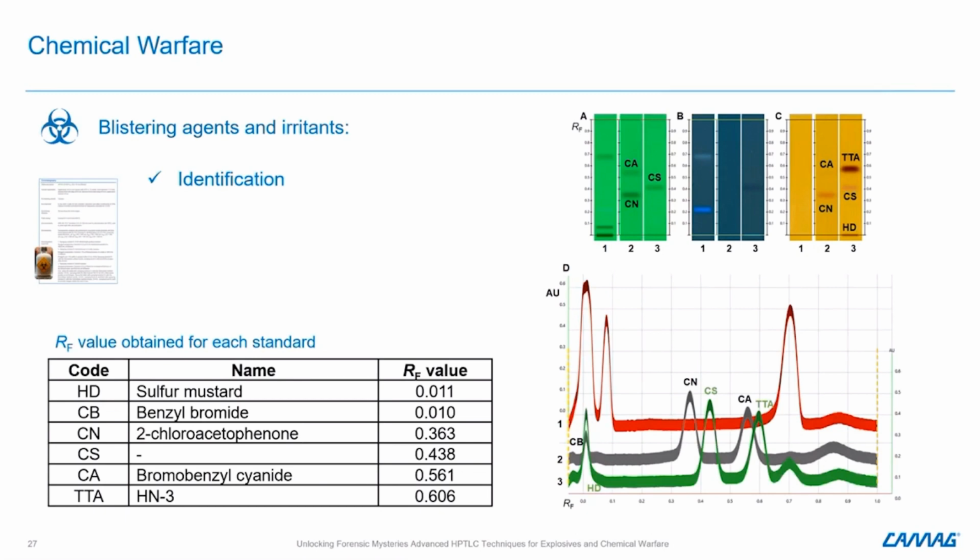For the blistering agents and irritants, you have here the result for the identification part. You see that in the HPTLC fingerprint on the upper part, we can detect, prior to derivatization, the CN, CS, and CA. After derivatization, we are able to detect TTA and HD. When we look now at the densitogram, we see that actually the CB and the HD are at the application position. So they stay at the application position.